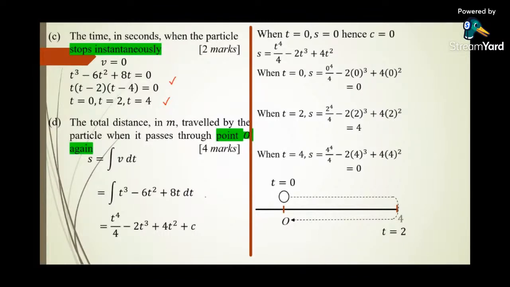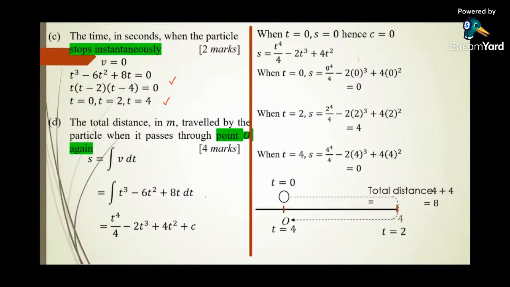Kalau T dia equals to 2, dia kat situ. 4. Apa maksud 4? 4 on the right. So dia ke sana. Lepas tu bila dia T equals to 4, dia S equals to 0. Apa maksud dia? Dia patah balik ke starting point. So total distance dia ialah 4 plus 4. Starting point to 4 meter. Dia patah balik 4 to 0, another 4 meter. So that's why kita akan dapat 8. Okay.